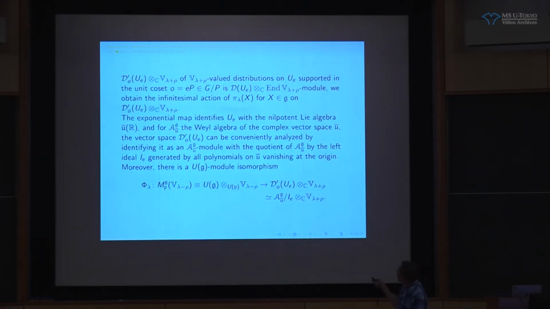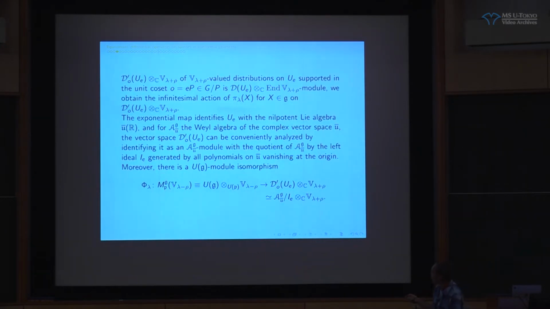And this means that we obtain the action, denoted by pi subscript lambda, for an element of the Lie algebra on that space of distributions. Now, the exponential map identifies U E with the nilpotent Lie algebra U bar, again the opposite nilradical to the chosen parabolic subalgebra of G, and we need to describe it in a convenient form. So the notation A with subscript U bar denotes the Weyl algebra of the complex vector space U bar.